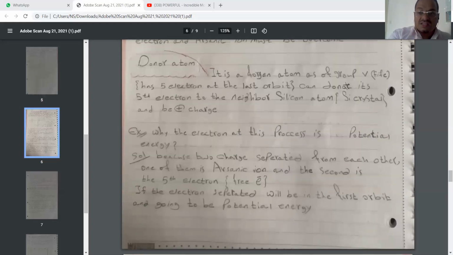To reach the satisfying situation, let's discuss this important question: why does the electron in this process have potential energy? Because, like we know, we have two charges separated from each other. One of them is the arsenic ion, and the second is the electron, the fifth electron. If the electron is separated, it will be in the first orbit and have potential energy. We must focus on this last line, in my opinion.